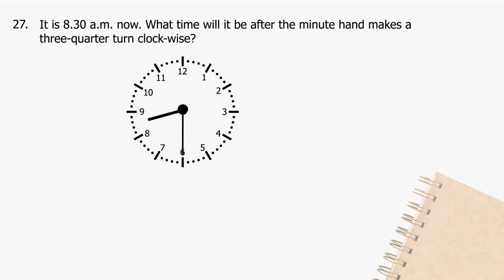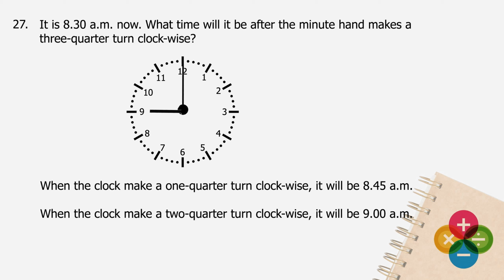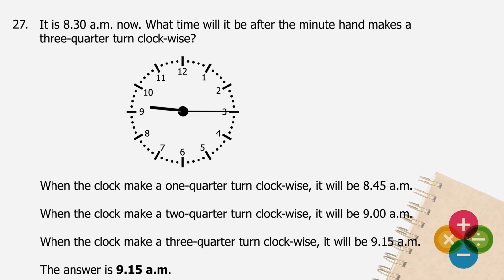Question 27. It is 8:30 am now. What time will it be after the minute hand makes a 3/4 turn clockwise? When the minute hand makes a 1/4 turn clockwise, it will be 8:45 am. When it makes a 2/4 turn clockwise, it will be 9 am. When it makes a 3/4 turn clockwise, it will be 9:15 am. The answer is 9:15 am.